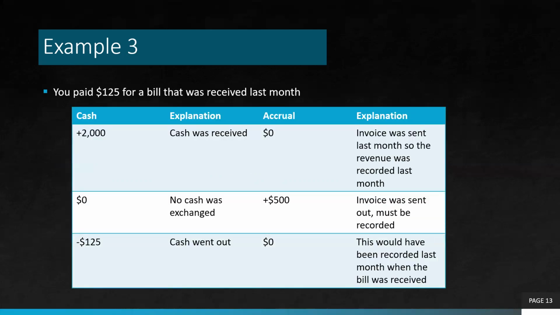Next, you paid $125 for a bill that was received last month. Under the cash methodology, you paid it out. You took that $125 out of your account and you paid it. Cash has been exchanged. So the transaction under cash would be made immediately. But because that bill was received last month, you would have recorded it under the accrual methodology last month. So for this month, there is no transaction made under the accrual methodology.